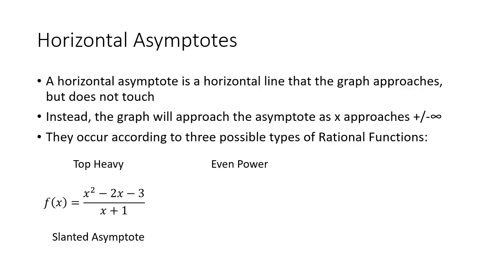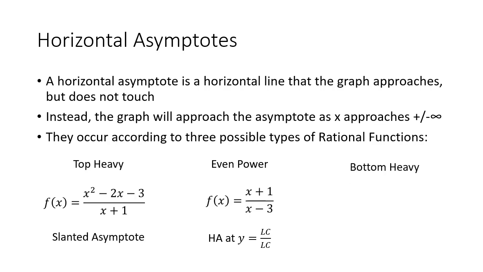Next is the even powered, where we have both the powers being even. The top and the bottom both have the same degree polynomial. That will result in a horizontal asymptote at y equals leading coefficient over leading coefficient.